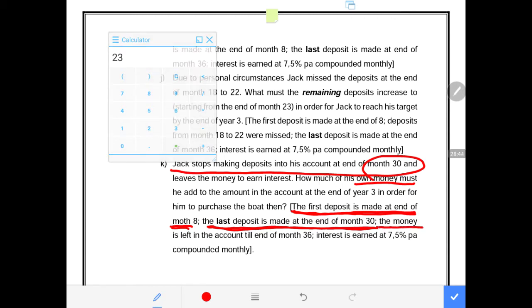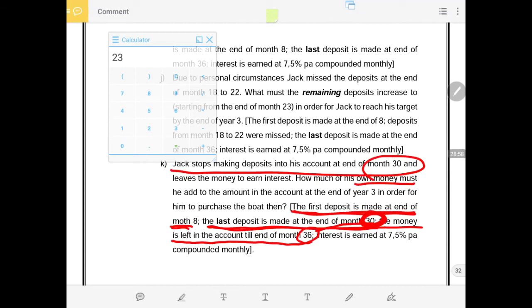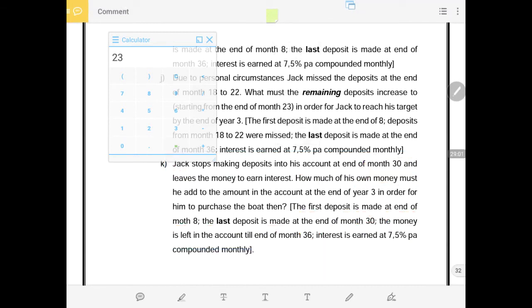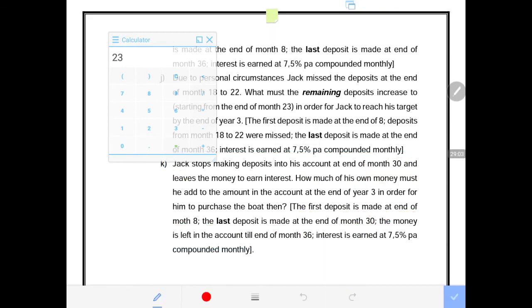Then it says the money is left in the account until the end of month 36. So now meaning the future value at the end of month 30 becomes the present value in order for it to earn interest without any payment up until the end of month 36. Then we need to check how much is the remaining balance that Jack needs to take out of his own money in order for him to have the amount that he needs. It further says interest remained unchanged for this entire period, still at 7.5% per annum compounded on a monthly basis.